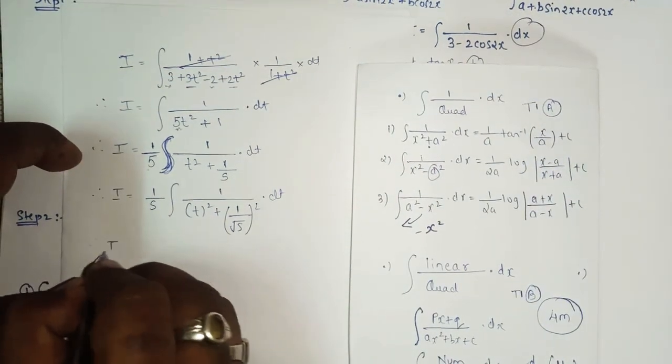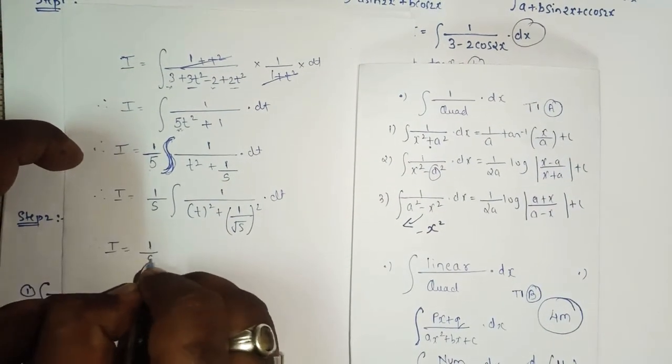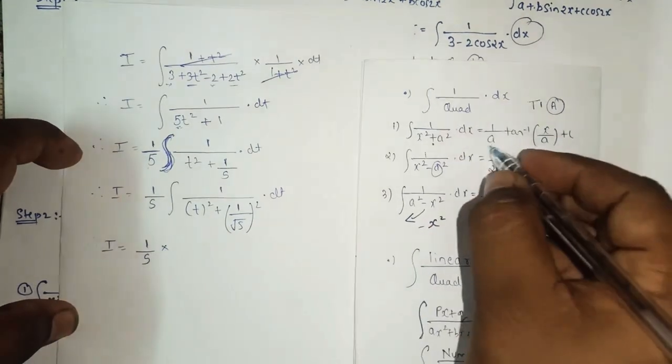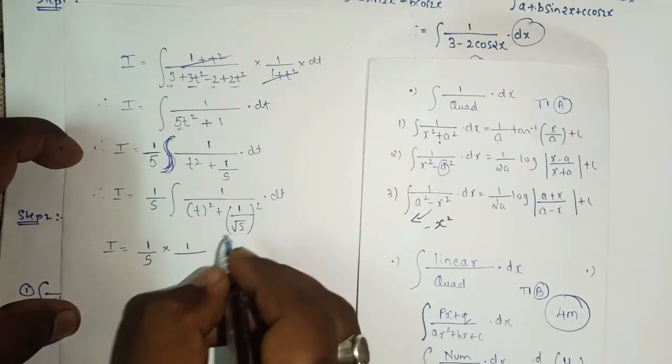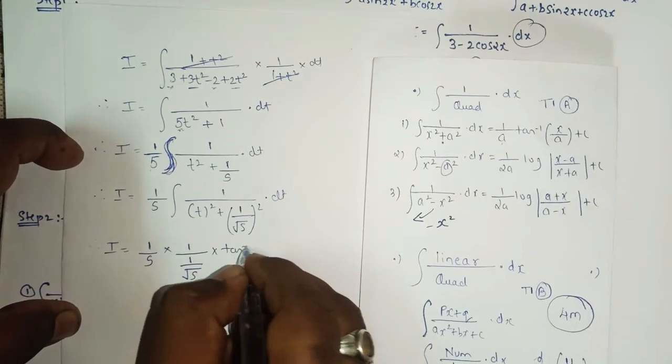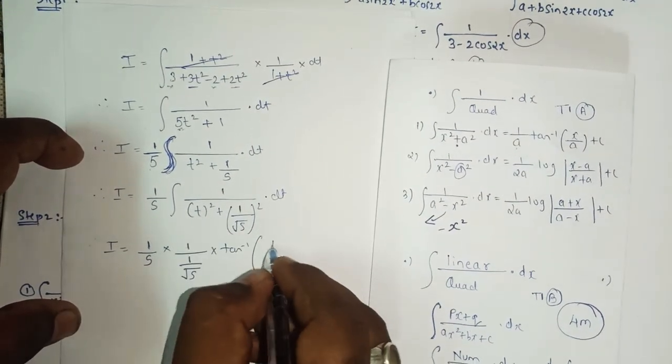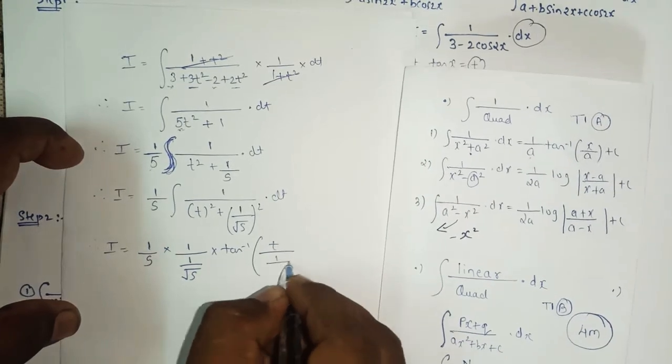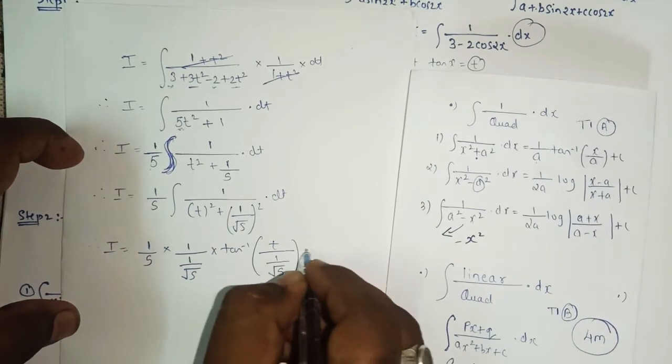So what is the first formula? This 1 upon 5 will be the same as it is. Yes or no? The formula is 1 upon a, here a is what? 1 upon root 5 into tan inverse x by a. x is what? t, and a is what? root 5. 1 upon root 5 plus c.